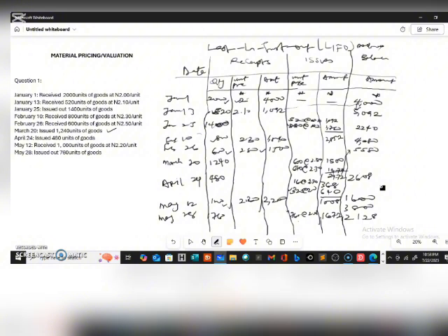So this is how to apply the last in first out method. We are through with this. The next one is to move on to the first in first out method, which we're going to address in our subsequent class.